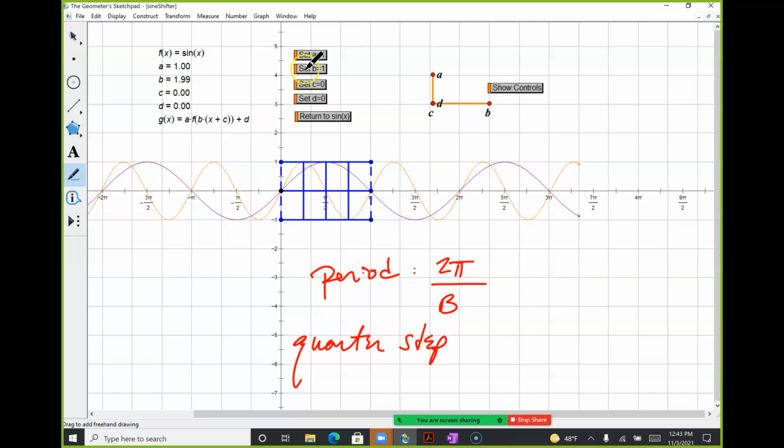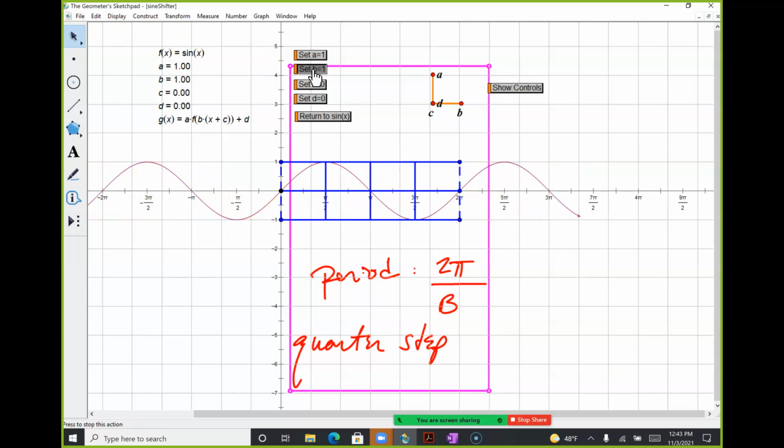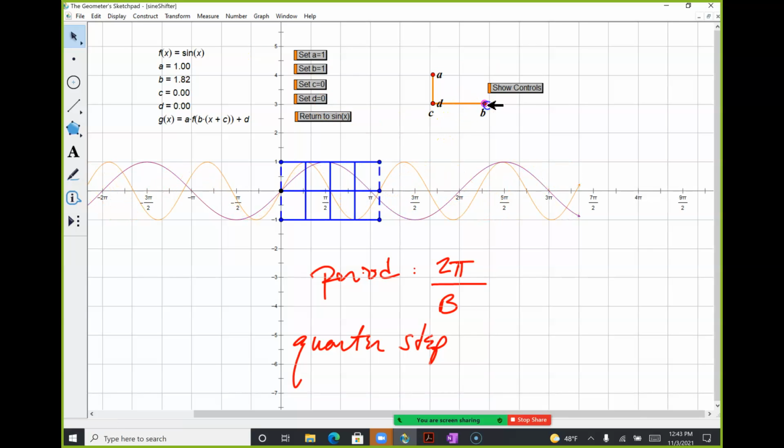If I remove B back to 1, you can see it's 90 degrees. It's pi over 2 for all of my quarter steps, right? But if I set B at 2, now all of a sudden it's pi over 4. So after I get my period, I divide the period by 4, and I get my quarter steps. So quarter steps is the period over 4.